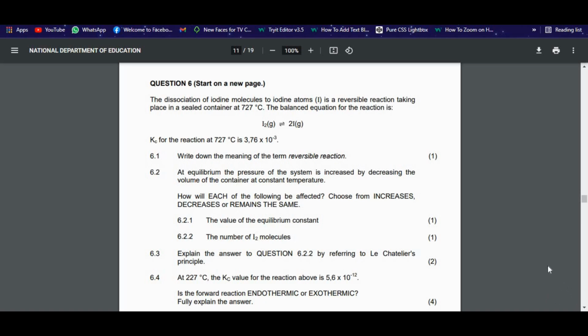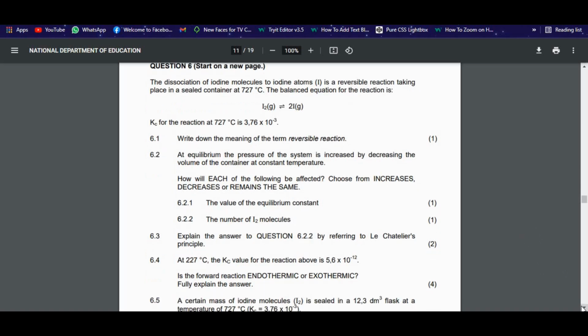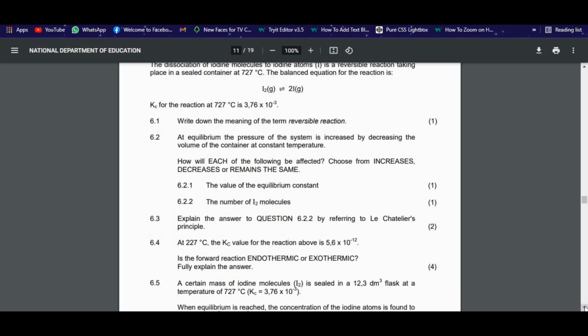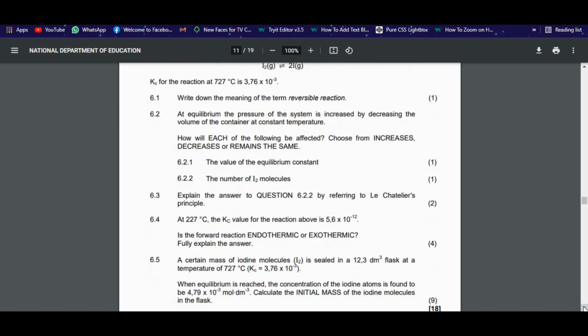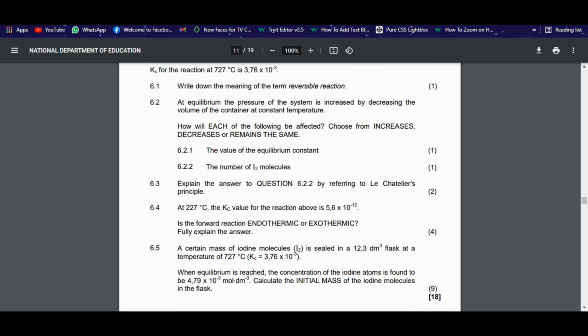But here, question 6: the dissociation of iodine molecules to iodine atoms is a reversible reaction taking place in a sealed container at 727 degrees Celsius. The balanced equation for the reaction is I2(g) goes to 2I(g), which is just iodine atoms. A molecule is 2 bonded together, 1 atom. The Kc for the reaction, the chemical equilibrium constant, at 727 degrees Celsius, is 3.76 times 10 to the negative 3. Write down the meaning of the term reversible reaction.